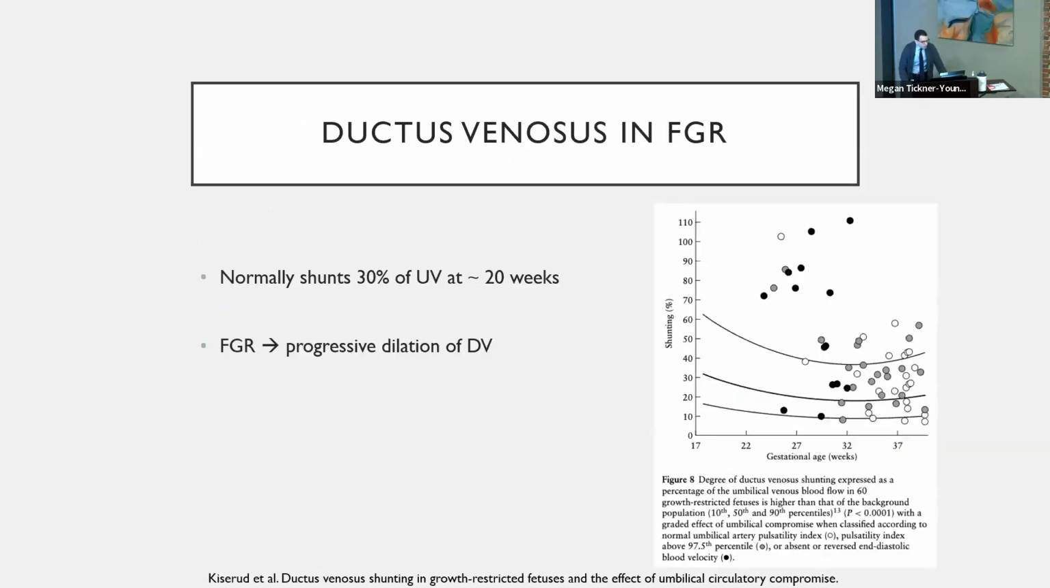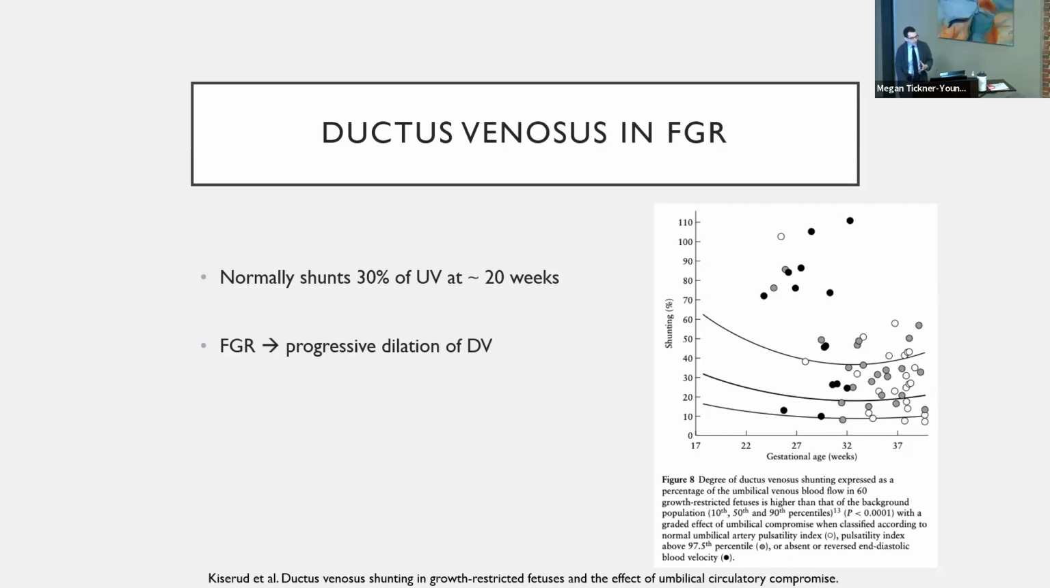All right, so we have to talk again about fetal growth restriction. The ductus venosus is really important when you think about early onset fetal growth restriction, physiology, surveillance, and management. At around 20 weeks, about 30% of umbilical flow is shunted through the ductus venosus, and at 31 weeks, it decreases to about 18%. As you have worsening placental dysfunction and developing hypoxia, you have a progressive dilation of the ductus venosus, so it's sensitive to oxygen levels.